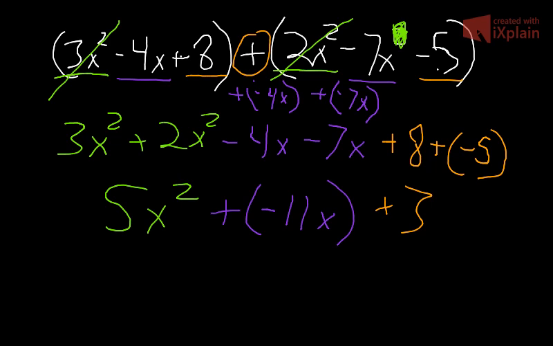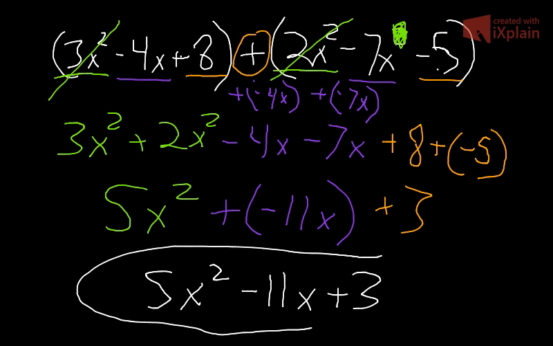Let's rewrite that out one more time. So 5x squared minus 11x plus 3. There's our final answer. That's as simple as we can make this. We can't combine anything else.